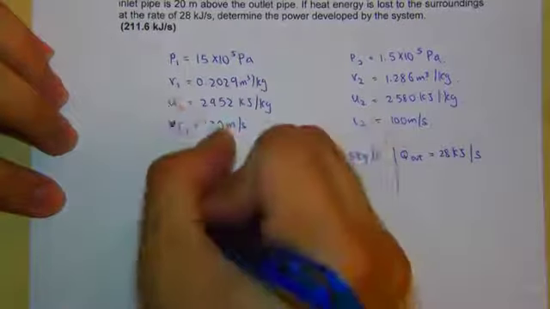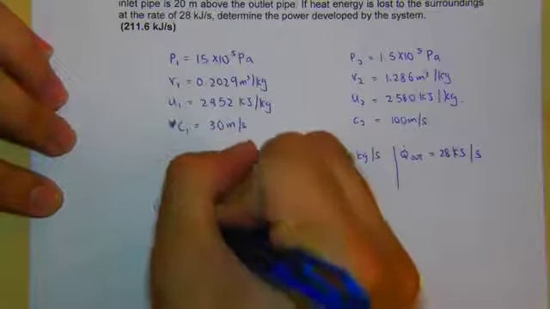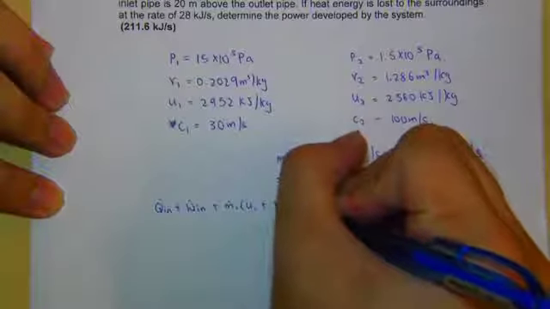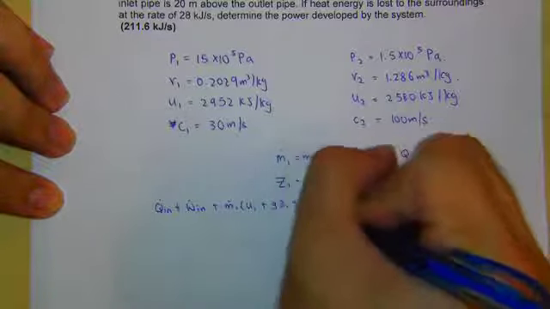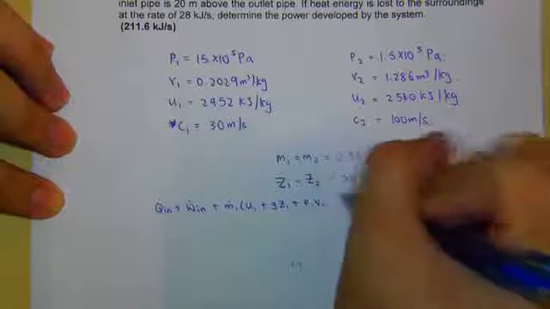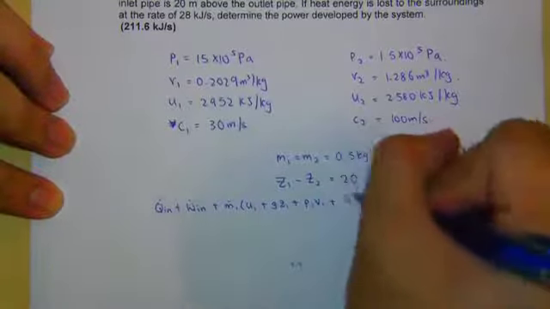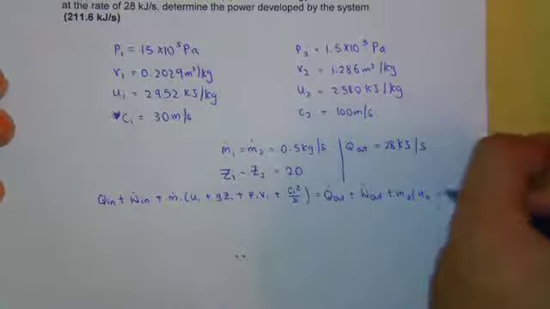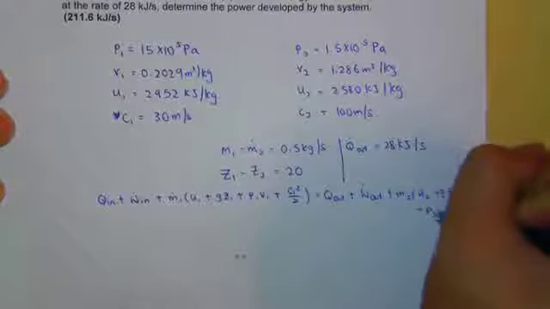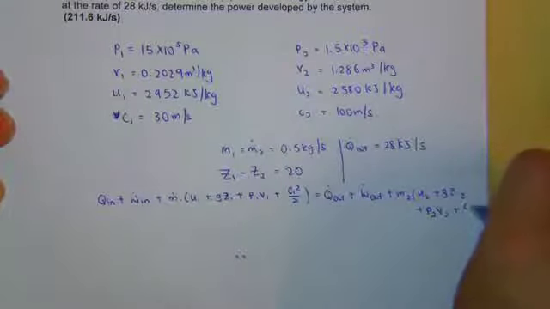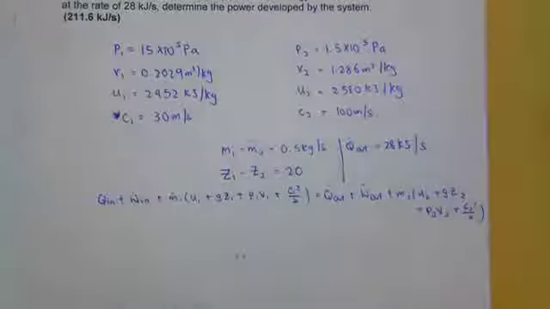Recap, what's our flow equation? Q dot in plus W dot in plus m dot 1 times U1 plus GZ1 plus P1 V1 plus C1 square over 2 is equal to Q dot out plus W dot out plus m dot 2 times U2 plus GZ2 plus P2 V2 plus C2 square over 2. So this is our flow equation.